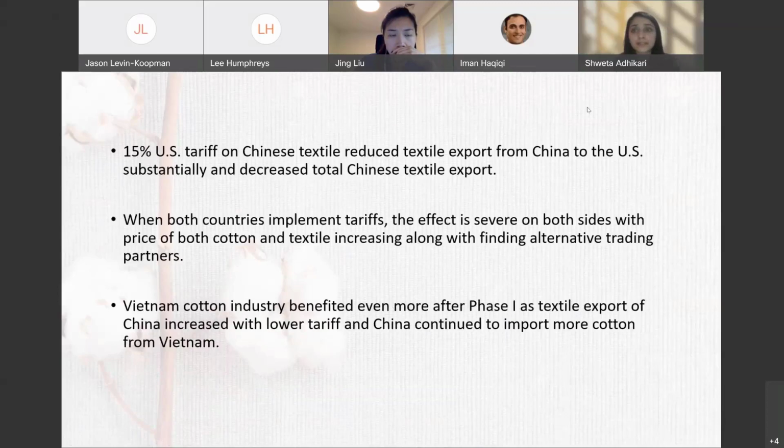And then the 15% US tariff on Chinese textile reduced textile export from China to the US substantially and decreased total Chinese textile export as well. And when both countries implement the tariff, the effect is severe on both sides, with prices of both cotton and textile increasing along with finding alternative trading partners. And then the Vietnam cotton industry benefited even more, as textile export of China increased with lower tariff and China continued to import more cotton from Vietnam.